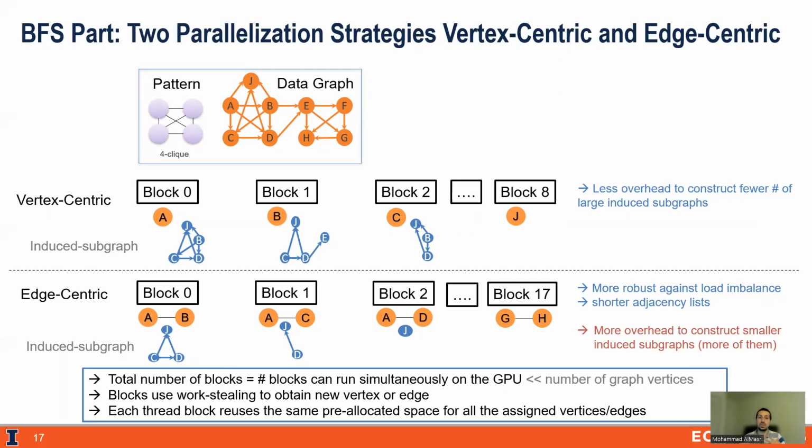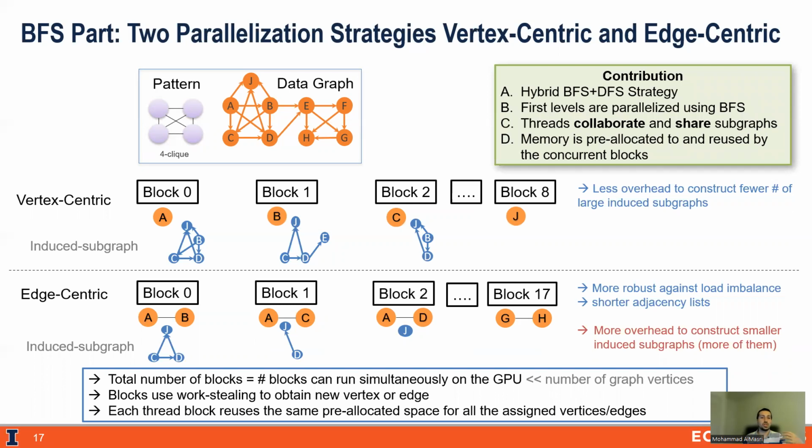Some details of our implementation: the total number of thread blocks that we use is exactly the total number of blocks that can run simultaneously on the GPU. So our memory requirement is related to the number of simultaneous blocks that work at the same time, not to the number of vertices or the edges. Also, each block will reuse the same pre-allocated space as it gets a new vertex or edge after it's finished with its current work. And usually we use a work stealing mechanism to get a new vertex or edge, as explained in our paper.